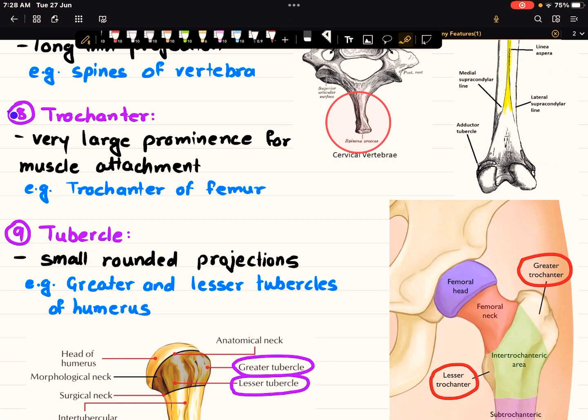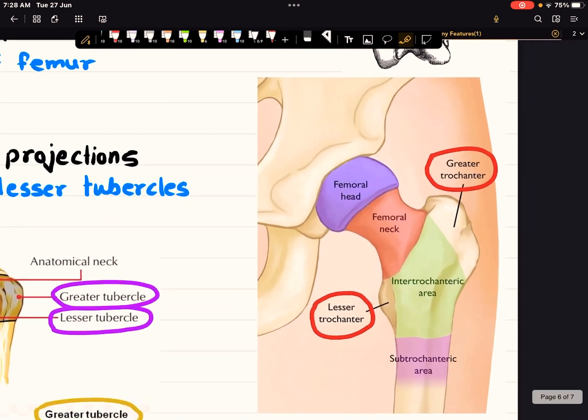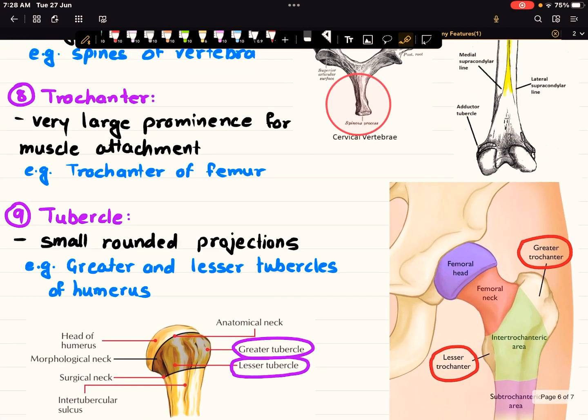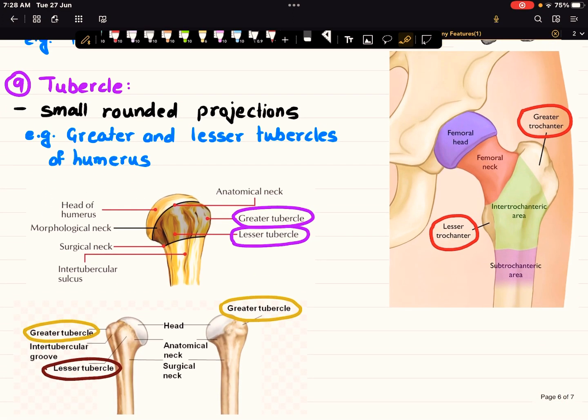Now when it comes to the trochanter, it is a very large prominence, and the most important part here is that it is used for muscle attachment. Trochanter is nothing but a part which is used for muscle attachment. So what is the example of trochanter? It is trochanter of femur. This is the example which shows trochanter of femur. This is the greater trochanter and this is the lesser trochanter, and these two trochanters have important muscle attachments over there. Hence the example of the trochanter, a very large prominence over a bony structure which is used for muscle attachment.